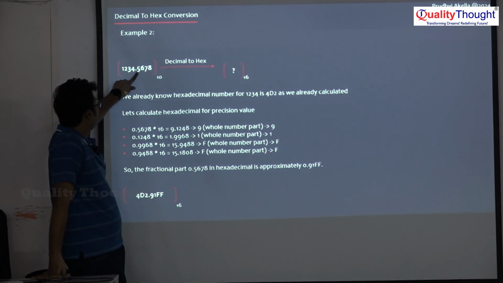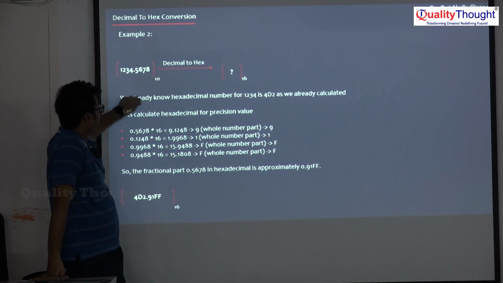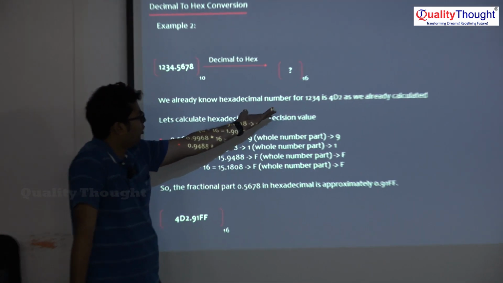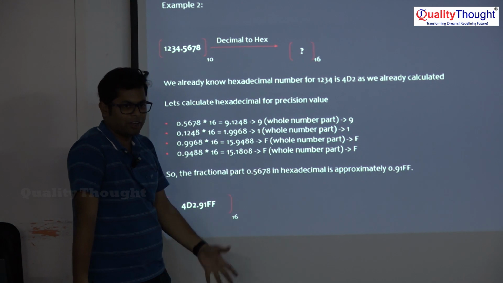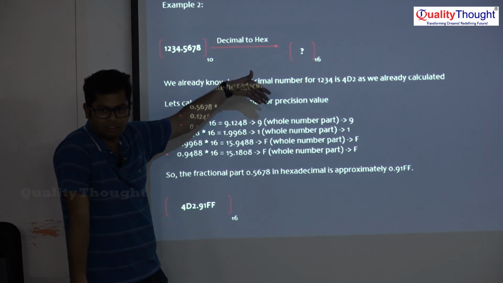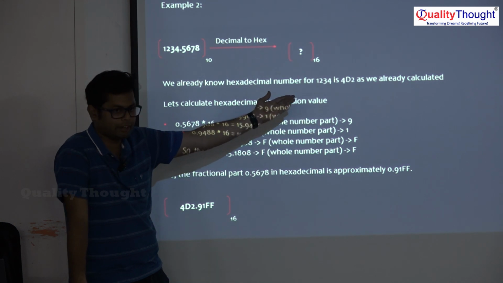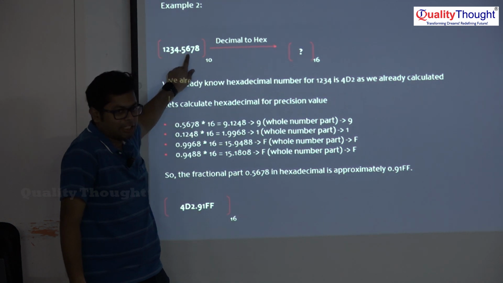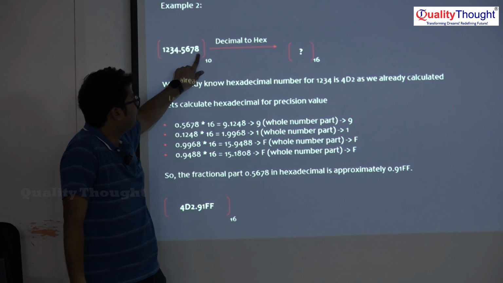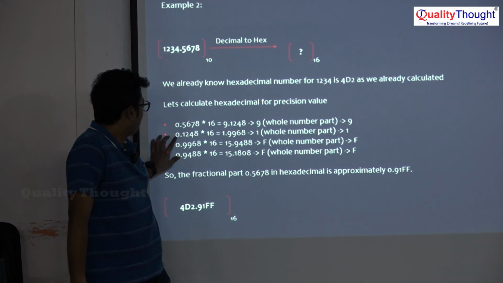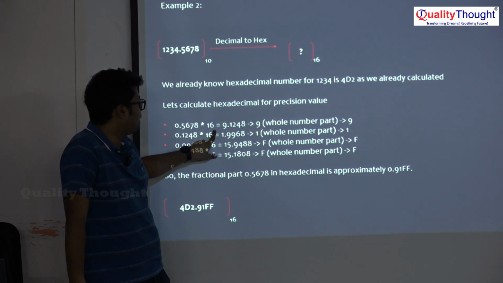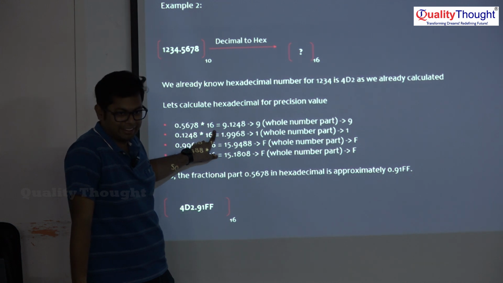It's like 1, 2, 3, 4 dot 5, 6, 7, 8. For 1, 2, 3, 4 we already know it's 4D2. When you calculate it, we already did it, correct? In the previous slide, it's 4D2. We already looked at it. But now you have the fraction part, which is 5, 6, 7, 8. Now you have to take 5, 6, 7, 8 and multiply this with 16.